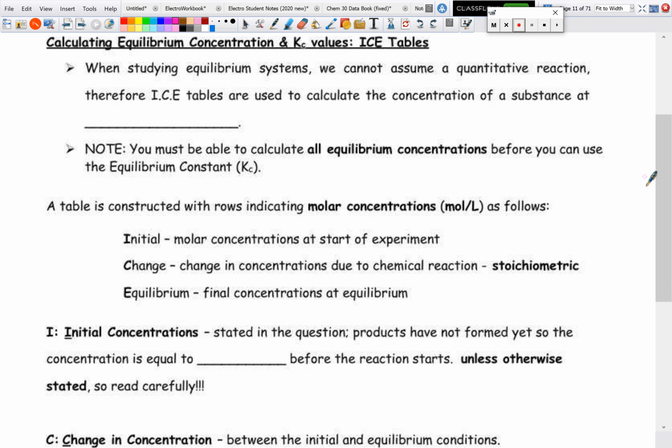All right, welcome back to our next lesson. So we're going to be looking at calculating concentrations and equilibrium constant values using ICE tables. So we're going to get into what that actually means.